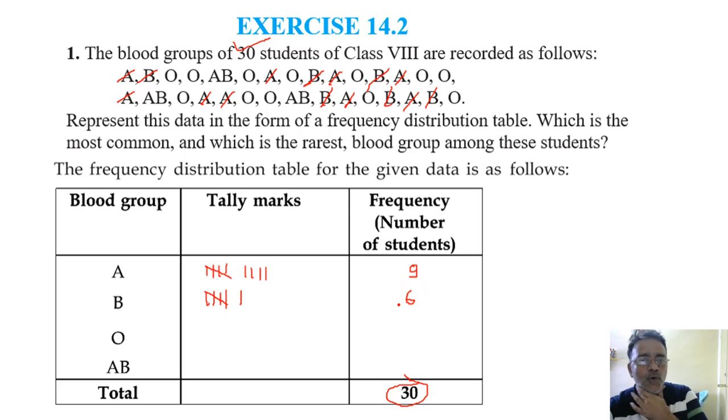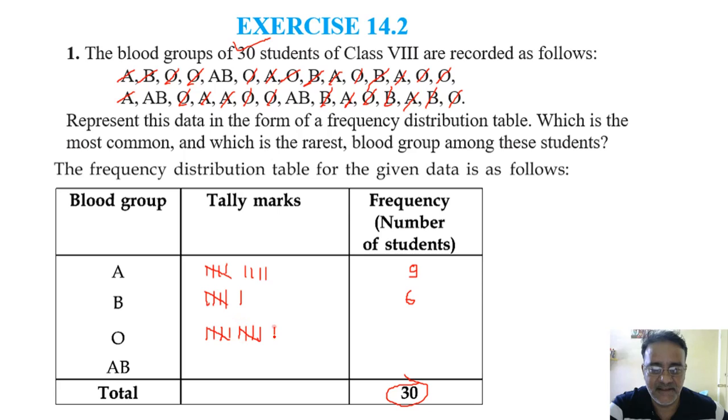Right, now O group. 12, sir. 12. Let us count: 1 2 3 4 5 6 7 8 9 10 11 12. So how will you write? 1 2 3 4 5 6 7 8 9 10 11 12. Okay, so we'll write 12 here.